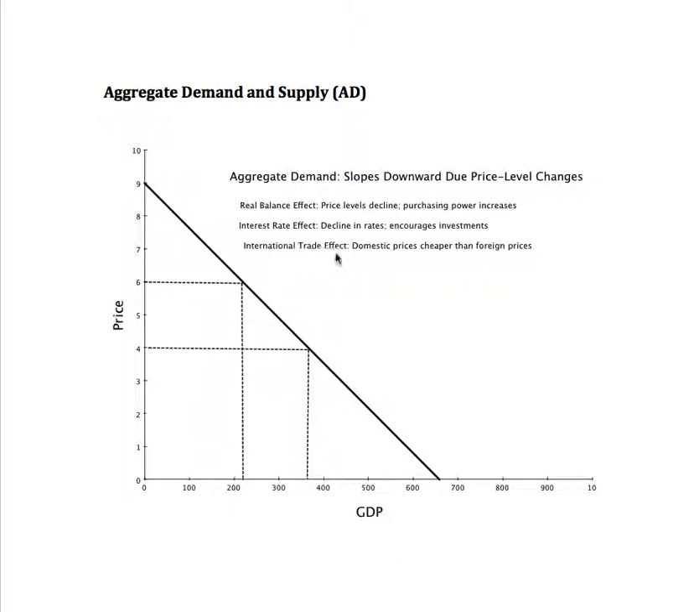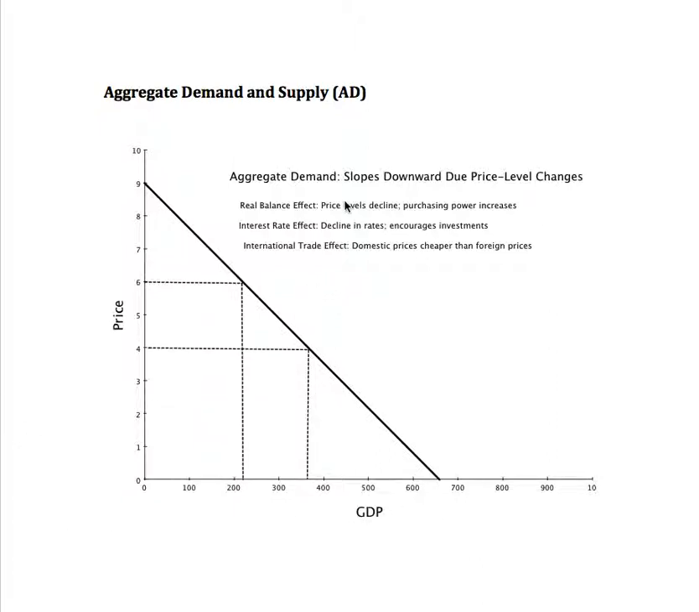And then finally, when we look at prices, we have to be mindful of the fact there's an international trade effect. And what we mean by that is domestic prices versus foreign prices. So if our domestic prices are cheaper than foreign prices, what do you think is going to happen? Well, we have foreigners coming in and buying our products. So if that happens, of course, it will expand our GDP.